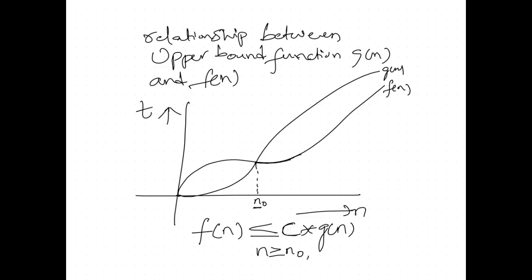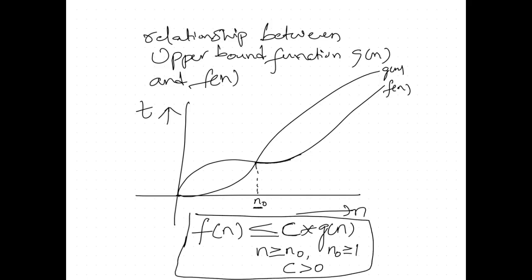And the next important thing is that n0 must always be greater than or equal to 1, and c must always be greater than 0. What is c here? c is a constant. So this is the relationship between f of n and g of n.